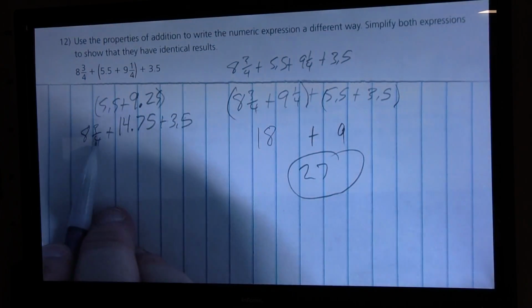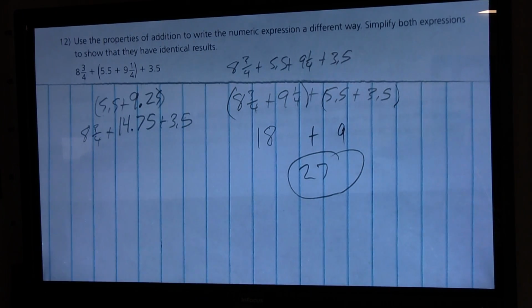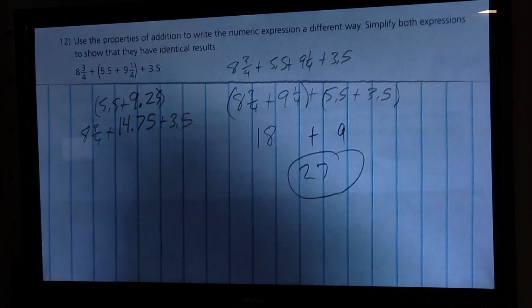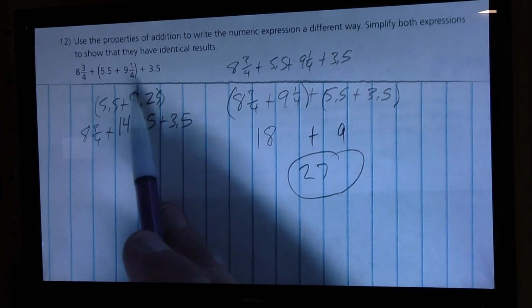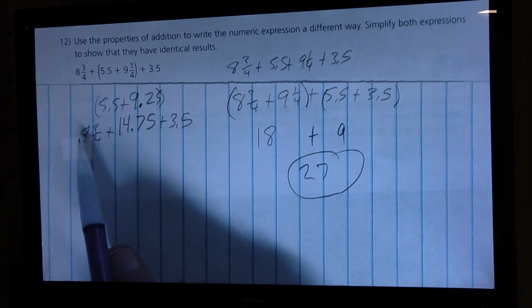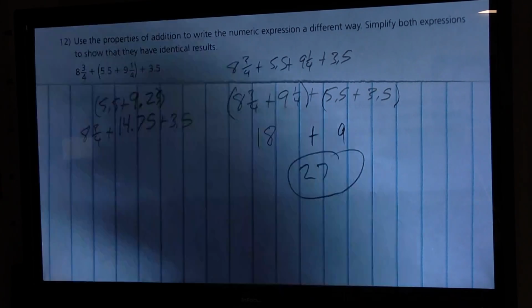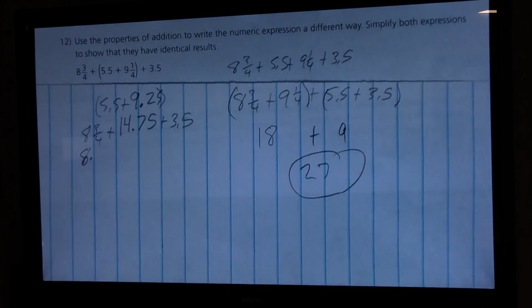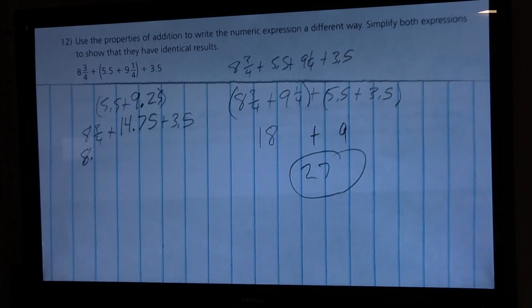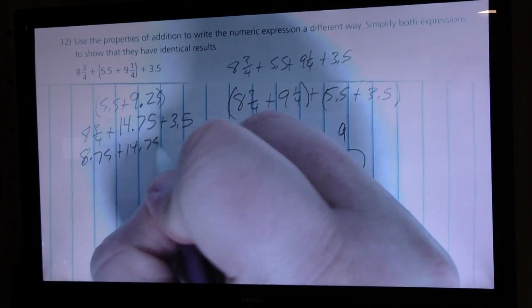Well, once again, I'm going to work from left to right because that's how the order of operations tells me to. And I'm going to have to convert this mixed number to a decimal, just like I did 9 1/4 to get 9.25. I'm going to take 8 3/4 to make it a decimal. Now, my whole number is going to be an 8, and then that 3/4 is equal to, all right, Randon? 75 hundredths, so 0.75 plus 14.75 plus 3.5 or 3 1/2.